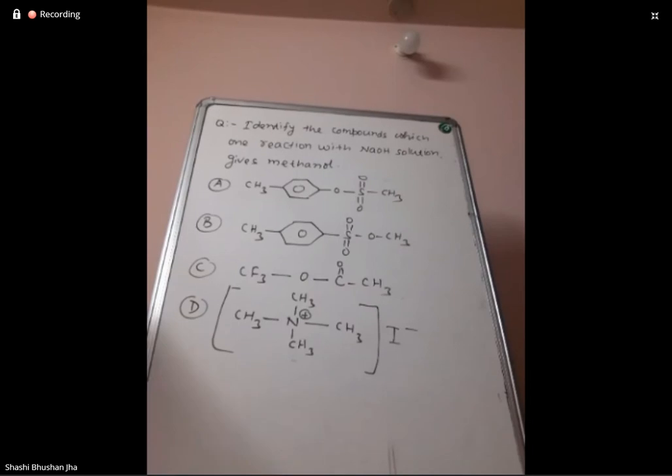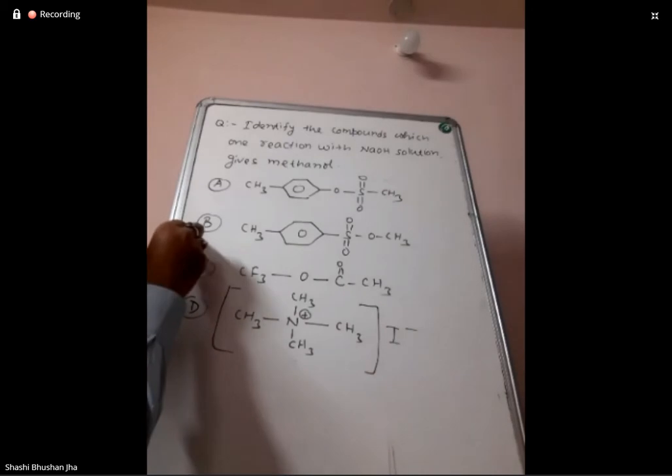So I've written these 4 compounds. You have to identify the compounds which on reaction with sodium hydroxide solution can give methanol. BD, sir. Which one? BD, sir. BD.